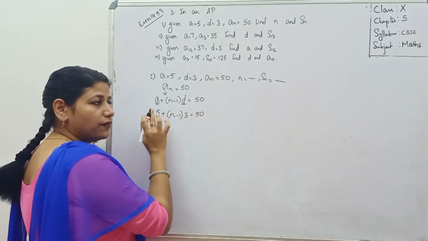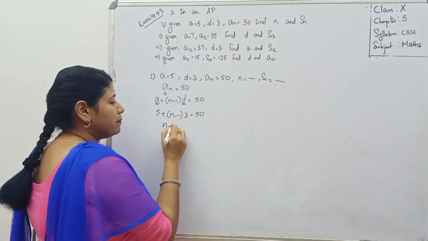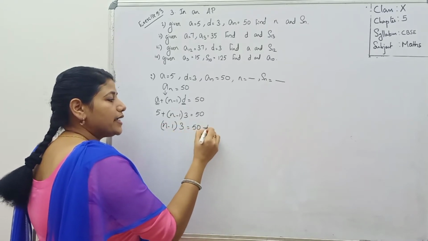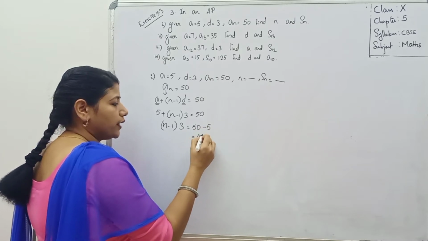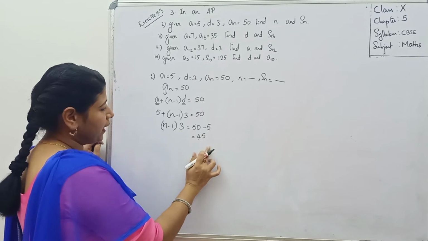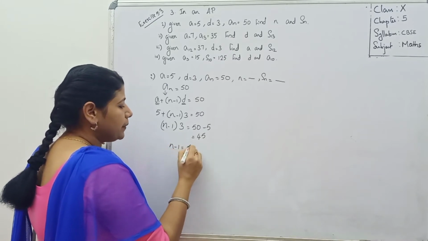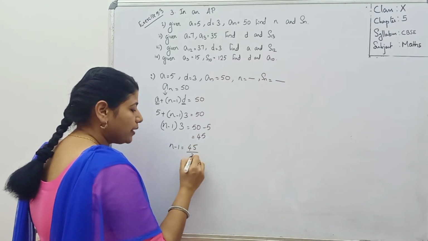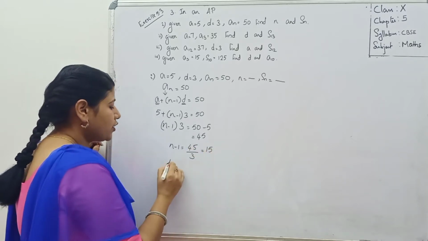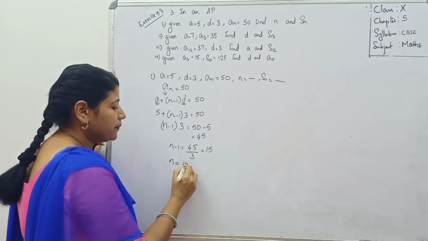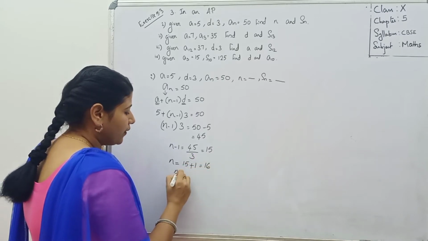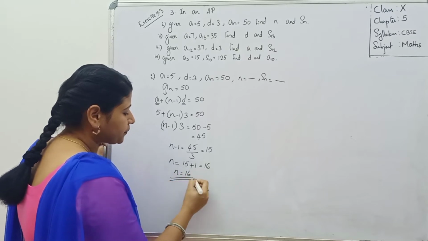So we can take this 5 to that side. Then you will get n minus 1 into 3 equal to 50 minus 5, which is equal to 45. Okay, n minus 1 into 3 is 45. So n minus 1 will be 45 divided by 3, which is equal to 15. Okay, n minus 1 is 15. So we can take n equal to 15. This minus 1 will become plus 1. You will get 16. So our n is 16.